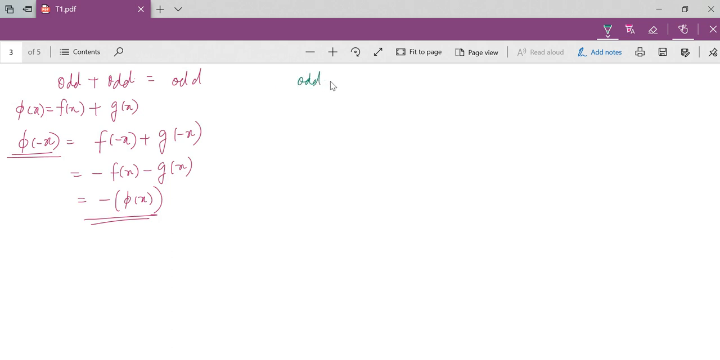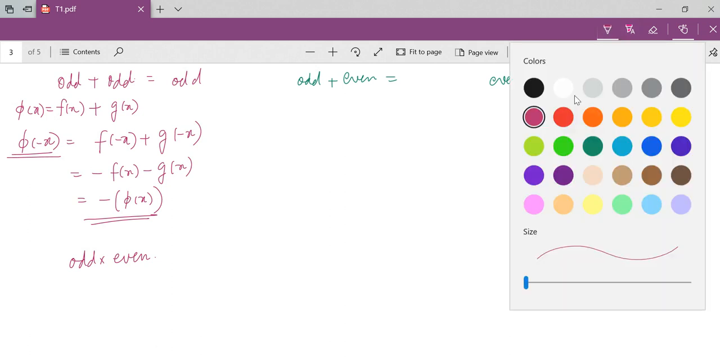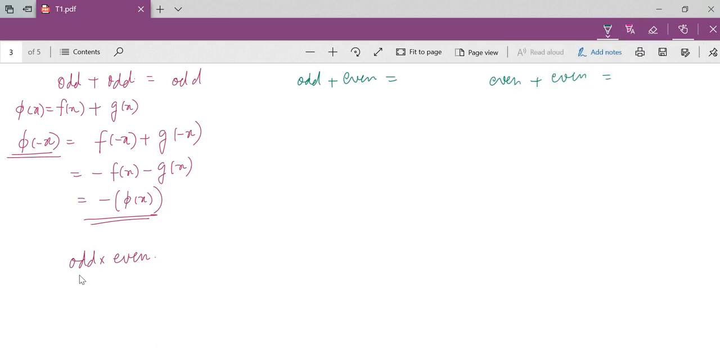Now you can answer yourself. If you ask me what is odd plus even, check it yourself. What is even plus even? Check it yourself using the similar thing. So you said, okay, enough. Can you tell me what the product is? If I say odd into even function, whether it is odd or even, what's the answer? You can check it yourself, right? Because now you know everything.